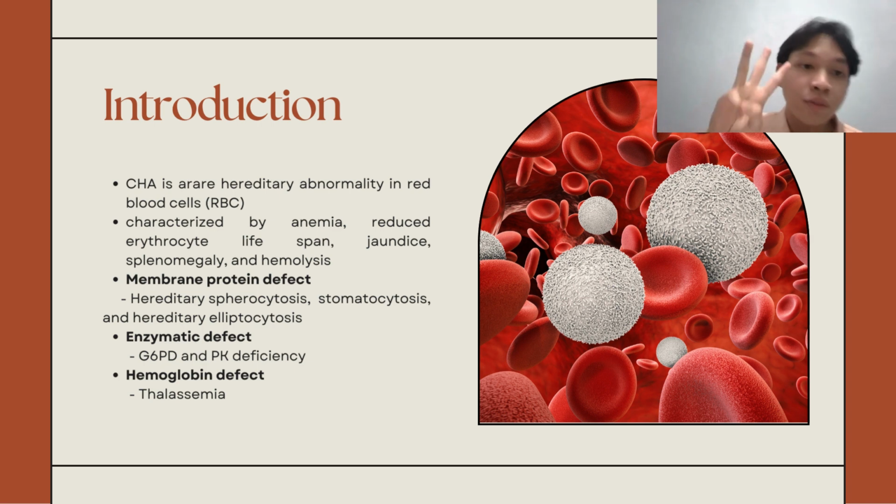CHA has three groups. We will later discuss the pathophysiology of each group, but let me provide you some examples. The examples of defects of membrane protein are hereditary spherocytosis, hereditary stomatocytosis, and hereditary elliptocytosis. On the other hand, the most common examples of enzyme deficiencies are G6PD deficiency and pyruvate kinase or PK deficiency. Lastly, thalassemia is one of the most well-known examples of hemoglobin defect.